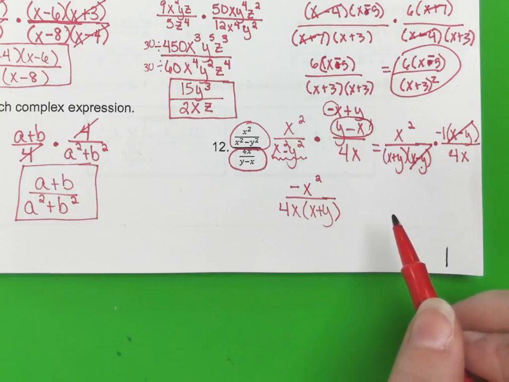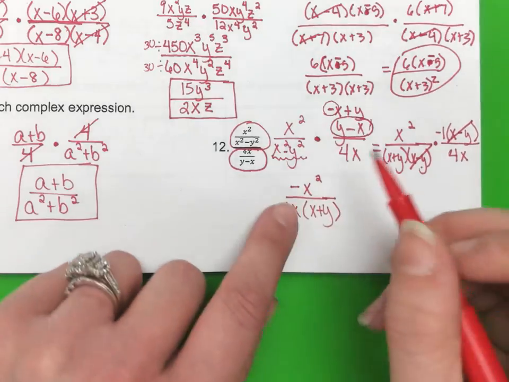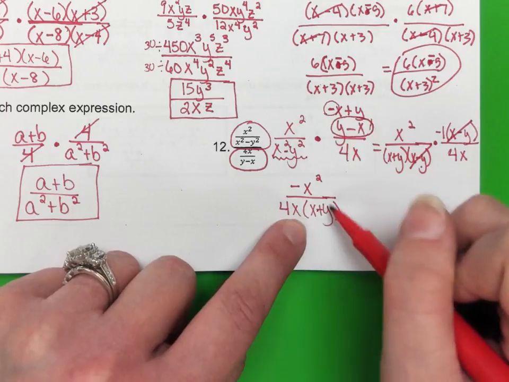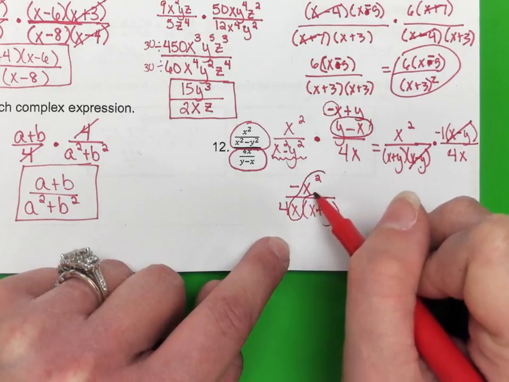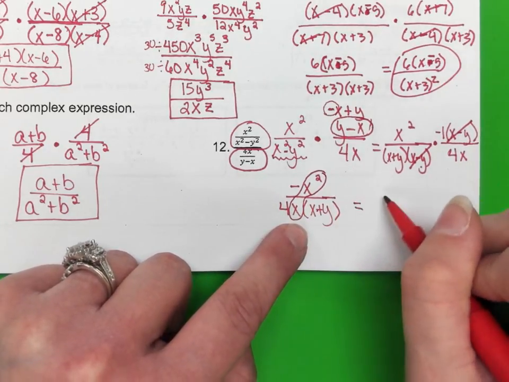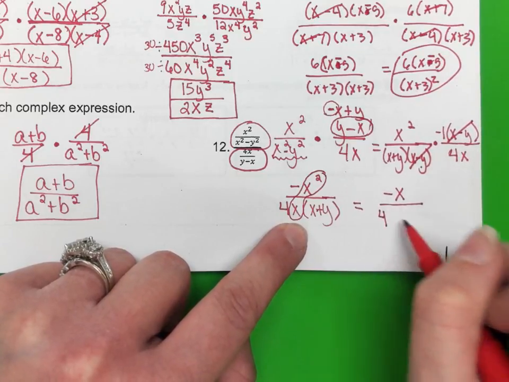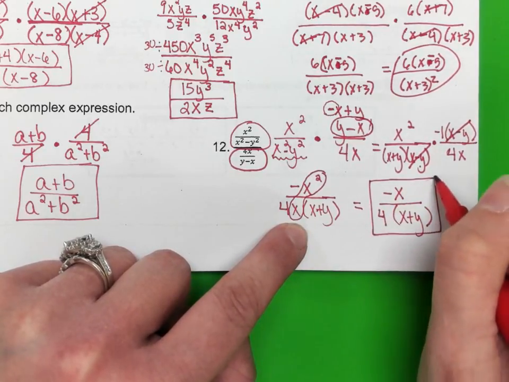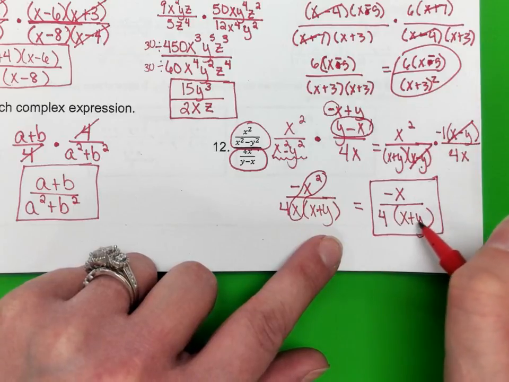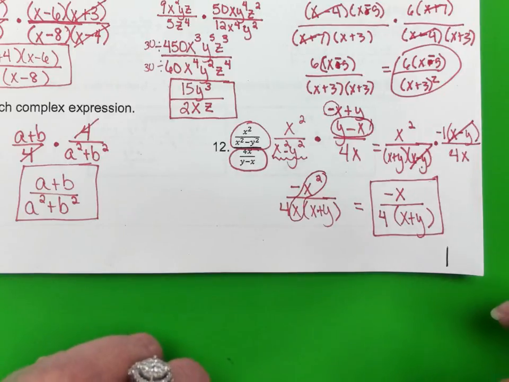What do you notice? The x squared and the 4x, right? Not this x, not the x plus y. That one cannot be reduced because you're adding. But these two x's right here can be reduced. So that will be negative x to the first on the top and just a 4 on the bottom with x plus y. The x's cannot be reduced now because this x is being added to y. They're not the same thing. Okay, does that make sense? Got it good? Everybody okay?